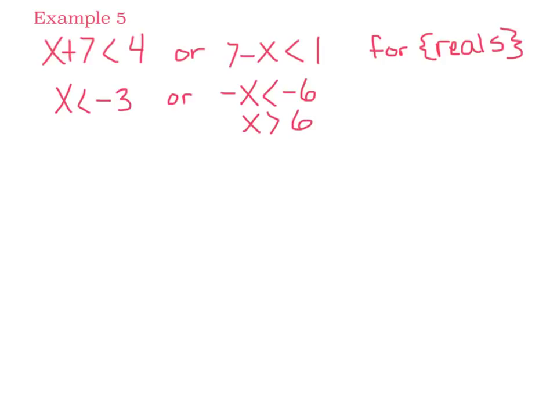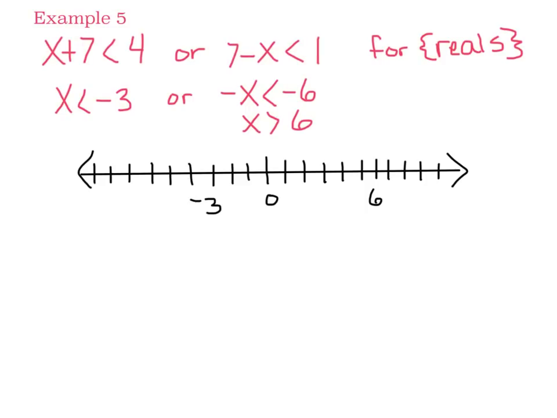So we have 2 parts to this. When we put it on the number line, we're going to have 2 different parts that we draw. We have x is less than negative 3, so we're going to put an open circle at negative 3, and then less than goes left. And we have x is greater than 6, so we're going to put an open circle 1, 2, 3, 4, 5 at 6, and greater than goes to the right. So we have 2 parts to this.